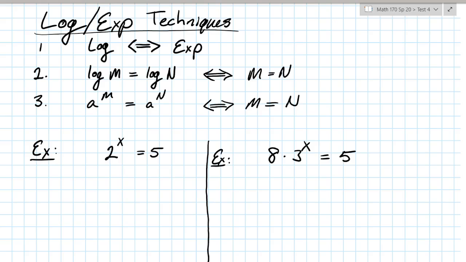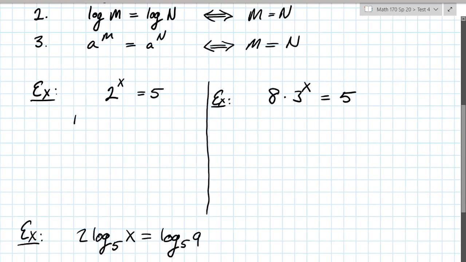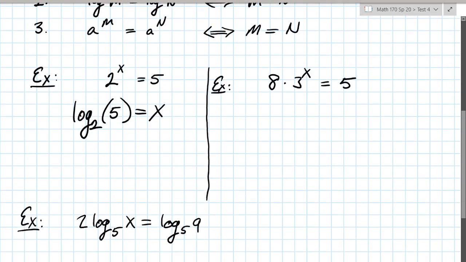So how about we try technique number 1, change from exponential form to logarithmic form. So we can use log base 2 of 5 is x. And that's it. We solved for x. This is our solution in exact form. If we want an estimate of what this is using our calculator, we can use the change of base formula and type it into our calculator. But most of the time I want exact form, so I'm not going to change that. We're done with that one.